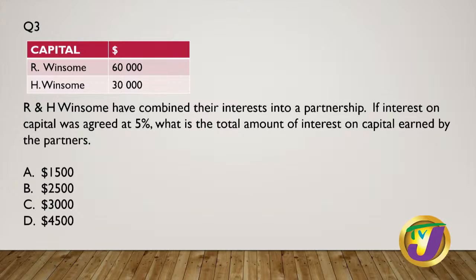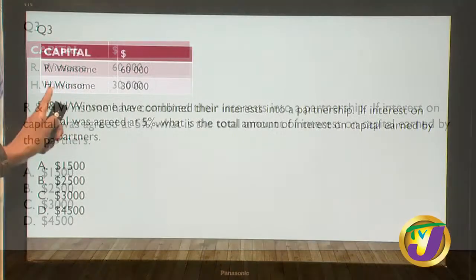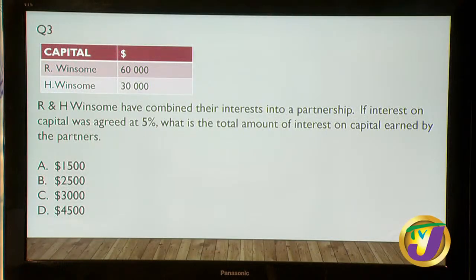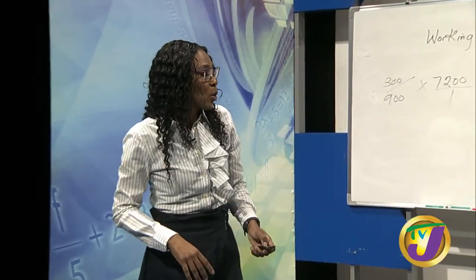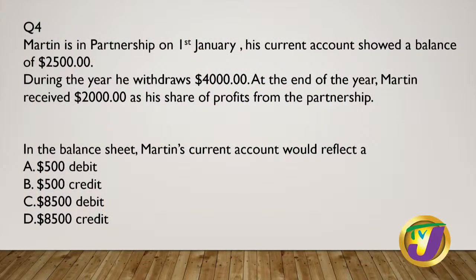So you'd work out the 5% for R Winsome and the 5% for H Winsome. And you add the two figures together, and you will get the total. Or shortcut, add the 60,000 and the 90,000, find 5% of it. Eliminate wrong answers or way out answers. I'm left with 2. My calculator tells me that the answer is 4-5. Check it for yourself. Then we go on now to question 4.